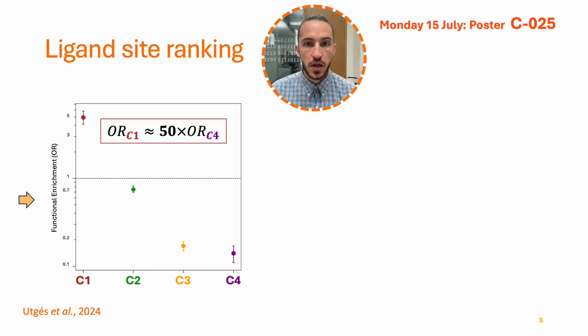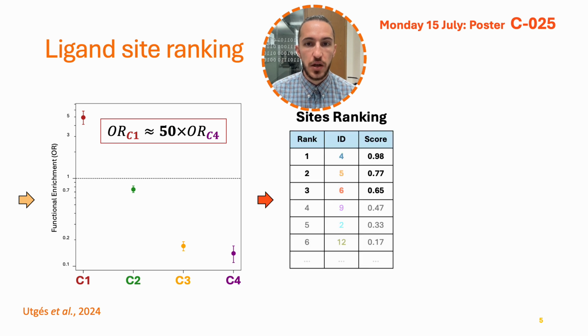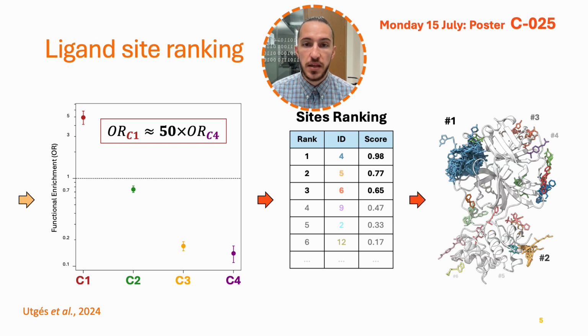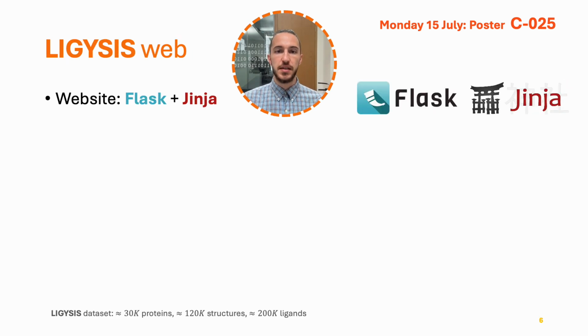Using this information, a score can be computed that allows for the ranking of the binding sites on a protein in terms of likelihood of function. This ranking can then be used to prioritize the top scoring sites for lead development in drug discovery. The LIGYSIS dataset comprises 30,000 proteins with 120,000 structures and 200,000 bound ligands. To facilitate access and interactive exploration of this data, I am developing the LIGYSIS web server.